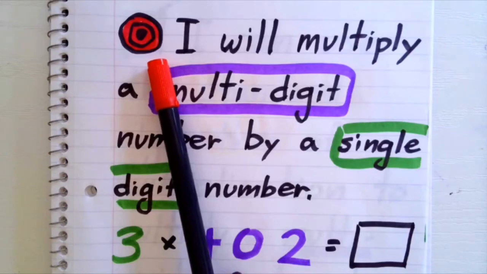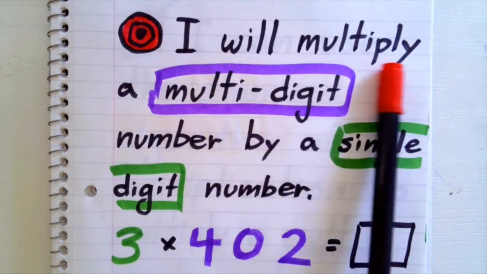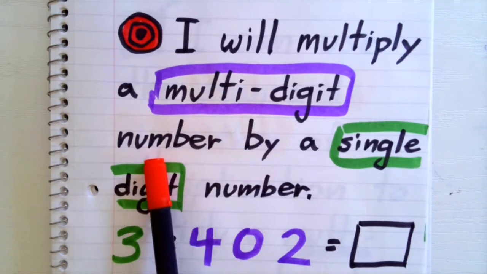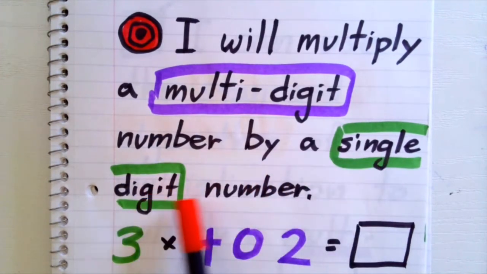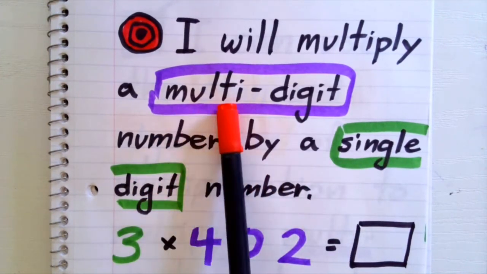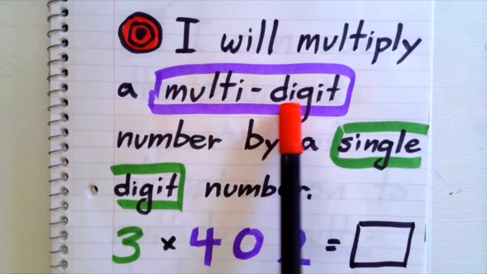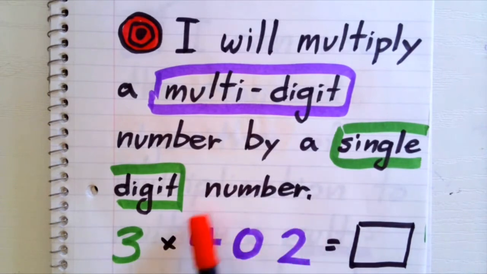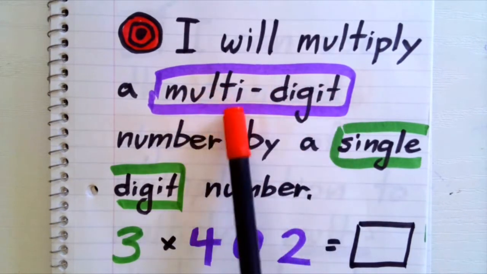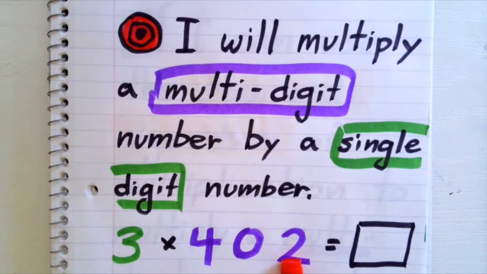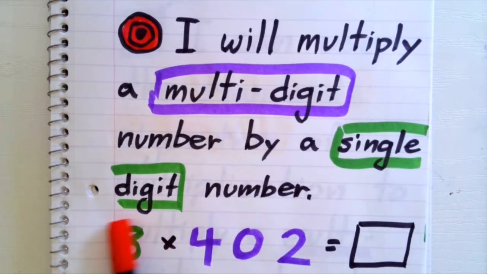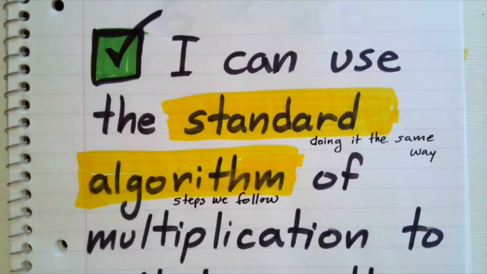Let's read our learning target together. Ready? Begin. I will multiply a multi-digit number by a single-digit number. Multi means lots of. The digits are the number symbols inside of a number. So a multi-digit number, like 402, has more than one digit. A single-digit number just has one number, like 3.